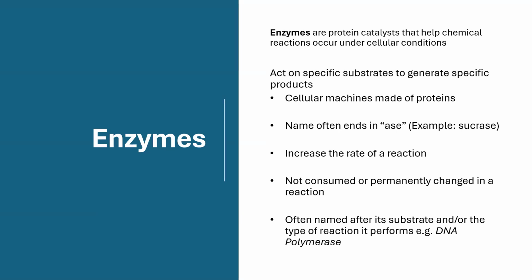And so these are going to act on specific substrates, right? So like DNA polymerase is going to act on DNA. RNA polymerase is going to act on RNA. And then they're going to generate specific products. These are, when we've talked about throughout the semester, the cellular machines, these are those. Enzymes are the machines of the cell.